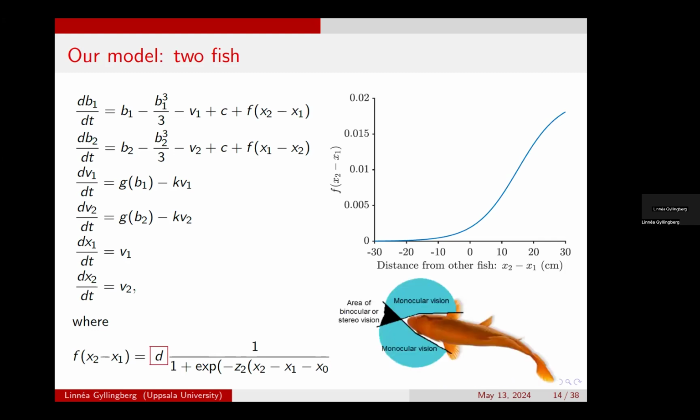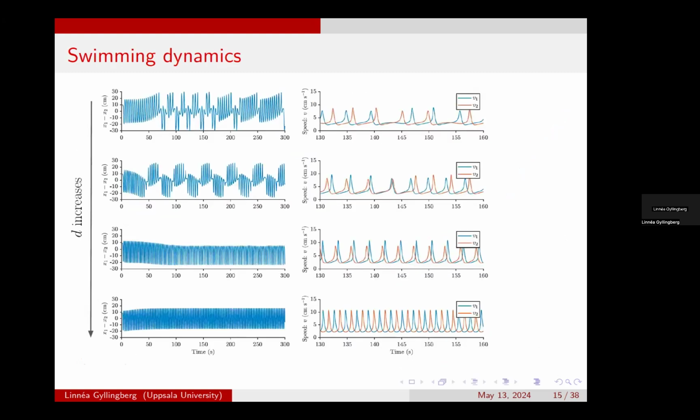And why do we have this model? Well, it's because fish have quite wide peripheral vision, meaning that when we look in front, we see almost just in front and a bit in the sides, whereas fish can see quite wide behind themselves. So this is a way of modeling this, because they would actually respond a bit to fish behind. And what is interesting when modeling this is that we get very rich swimming dynamics.